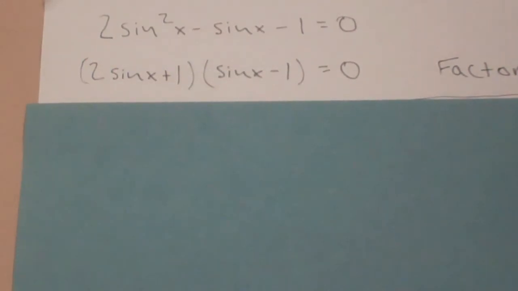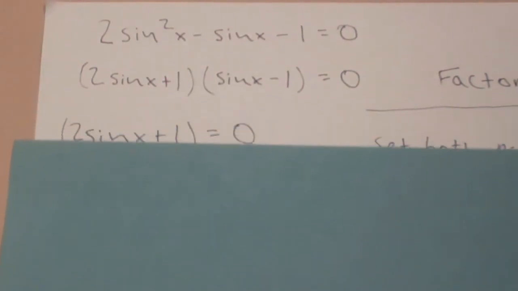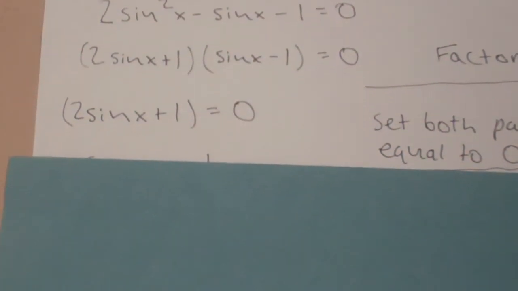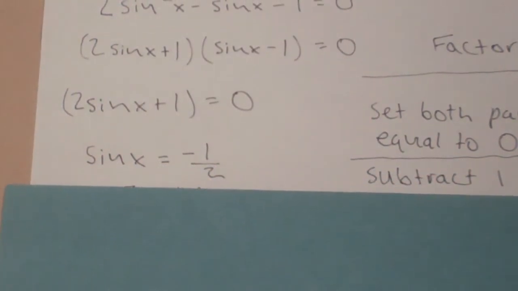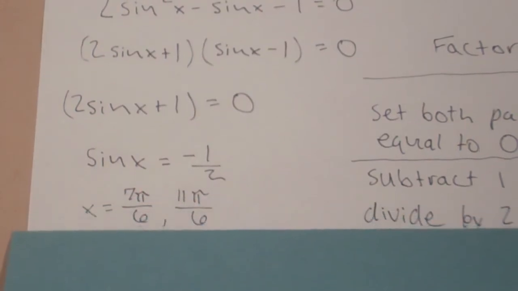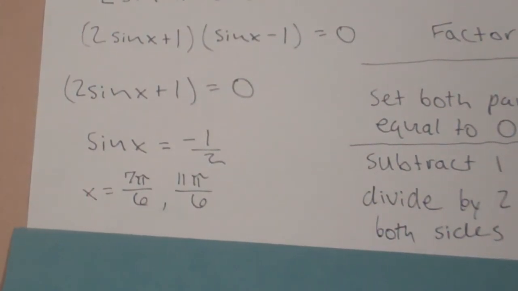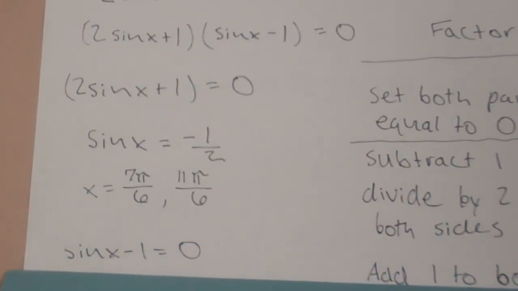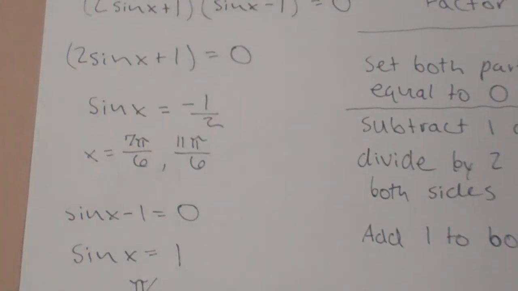Since there are 2 sets of parentheses, the robber set each part equal to 0. 2 sin x plus 1 equals 0, and after subtracting 1 and dividing by 2, he got sin x equals negative 1/2. He knew that sin x equaled negative 1/2 at 7 pi over 6 and 11 pi over 6. When he made sin x minus 1 equal to 0, he ended up with sin x equals 1. This happens at pi over 2. He now had his 3 solutions for the problem.